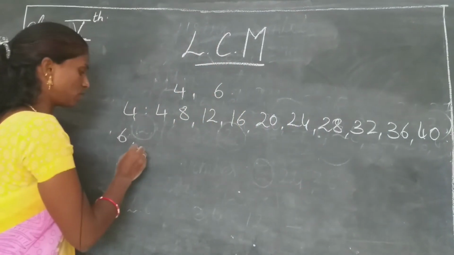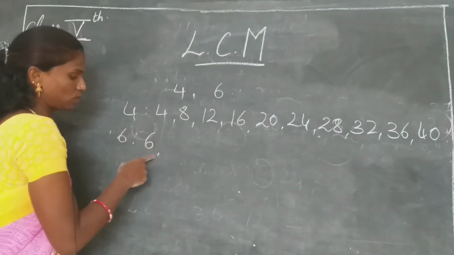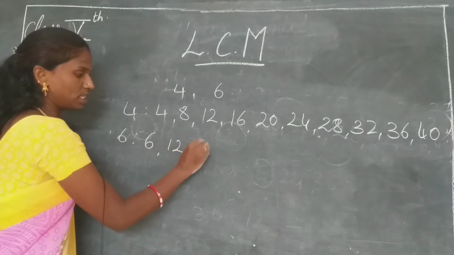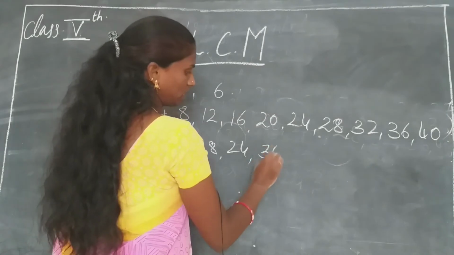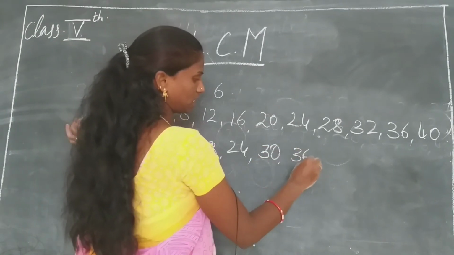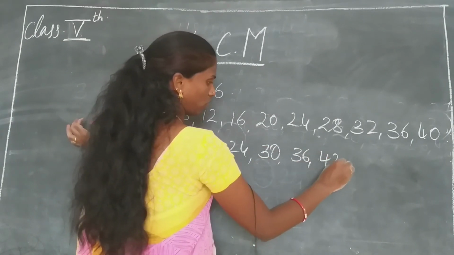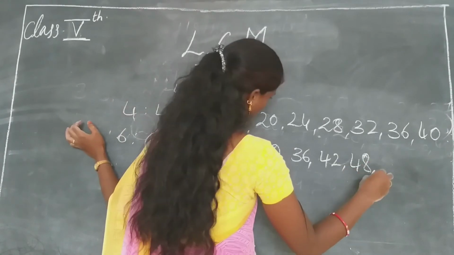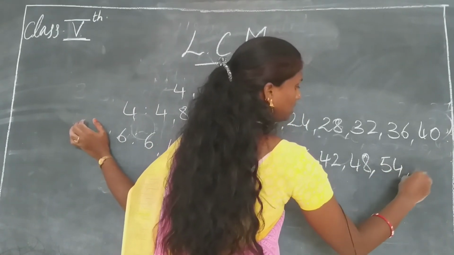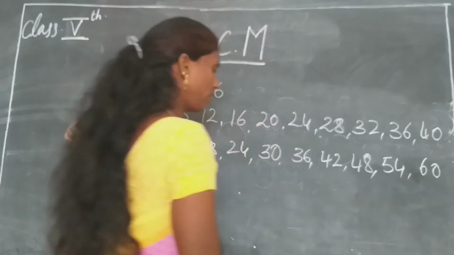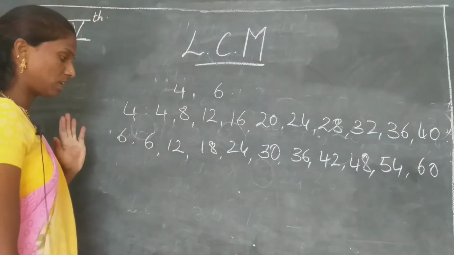Now we will write the multiples of 6. 6 1s are 6, 6 2s are 12, 6 3s are 18, 6 4s are 24, 6 5s are 30, 6 6s are 36, 6 7s are 42, 6 8s are 48, 6 9s are 54, 6 10s are 60. So I have taken the multiples of 4 and I have taken the multiples of 6.